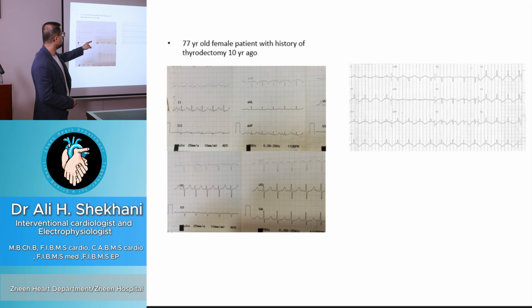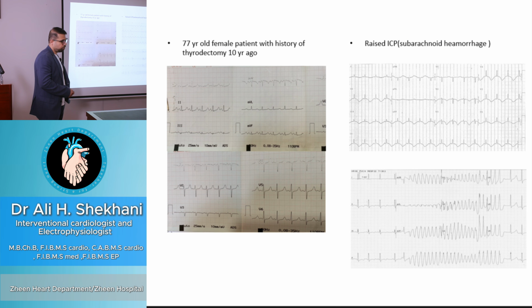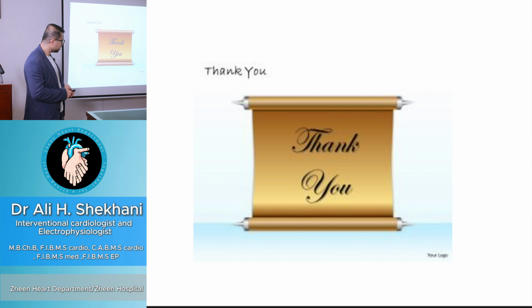This is another patient with long QT, but it is due to raised intracranial pressure. The patient has subarachnoid hemorrhage. And frequently, the long QT may develop polymorphic VT, which we call torsades de pointes VT. Thank you.